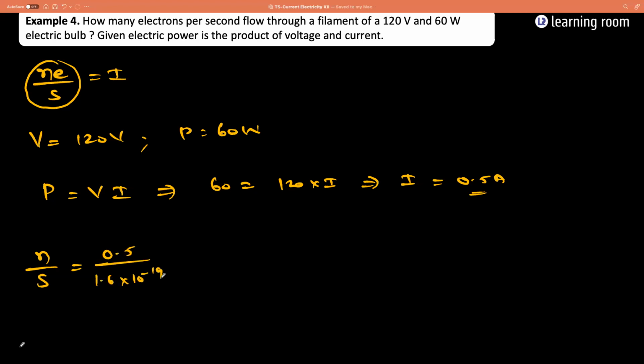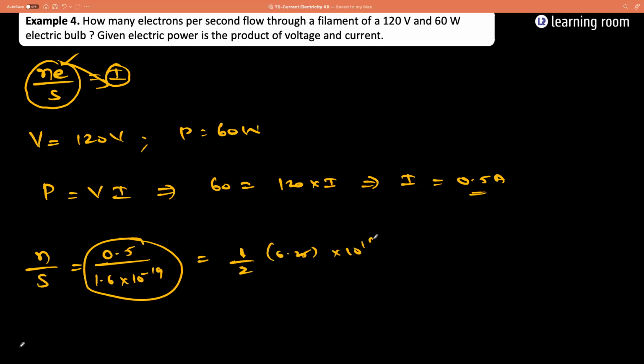Did you understand what I did? N into E divided by S is 0.5. I took the E to the other side. So 0.5 divided by 1.6 into 10 power minus 19. This will give us half into 6.25 into 10 power 18. So it should be 3.125 into 10 power 18.